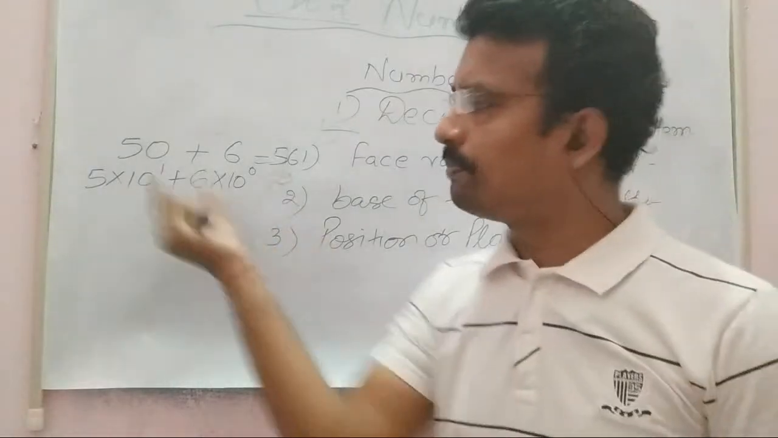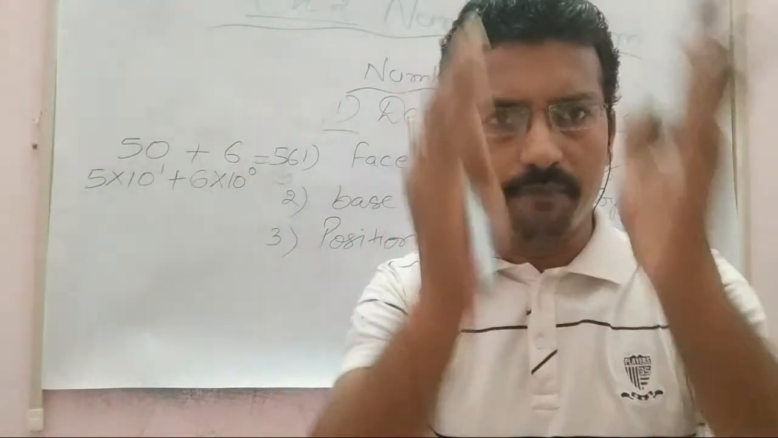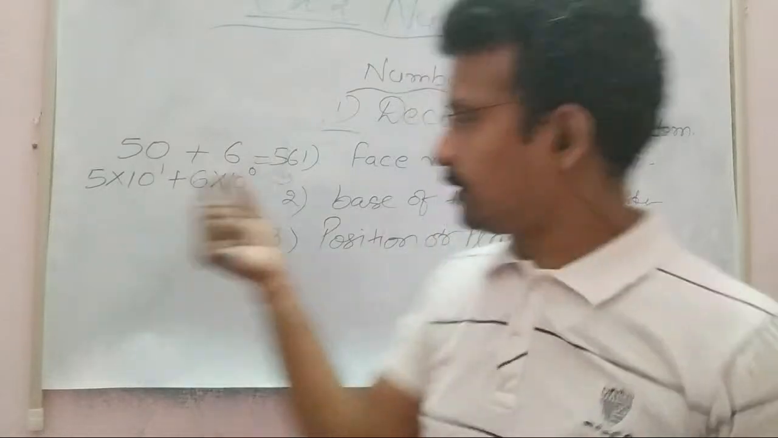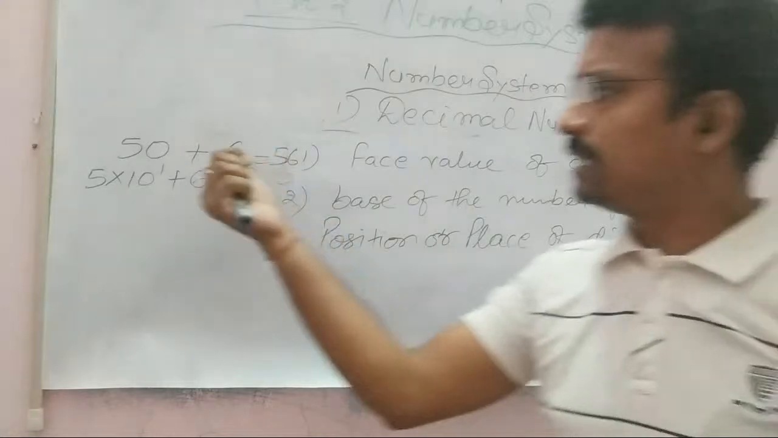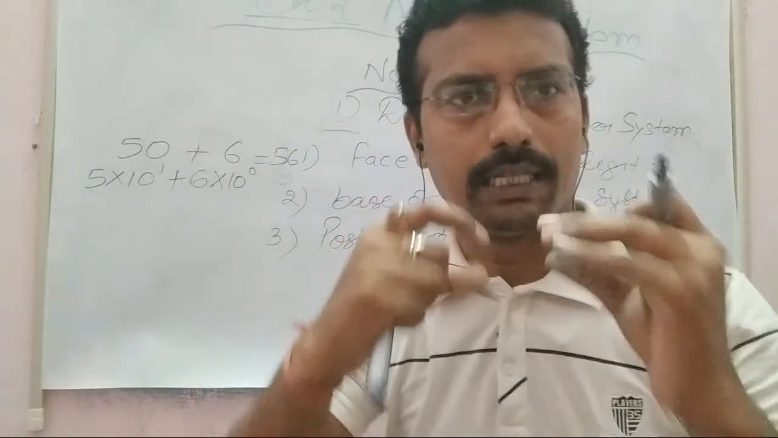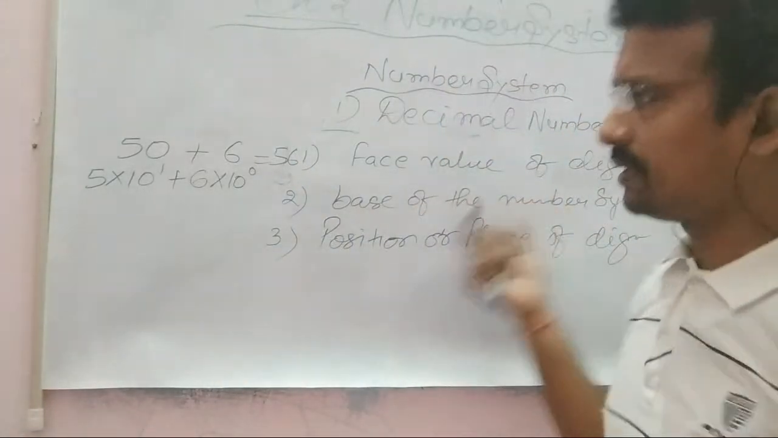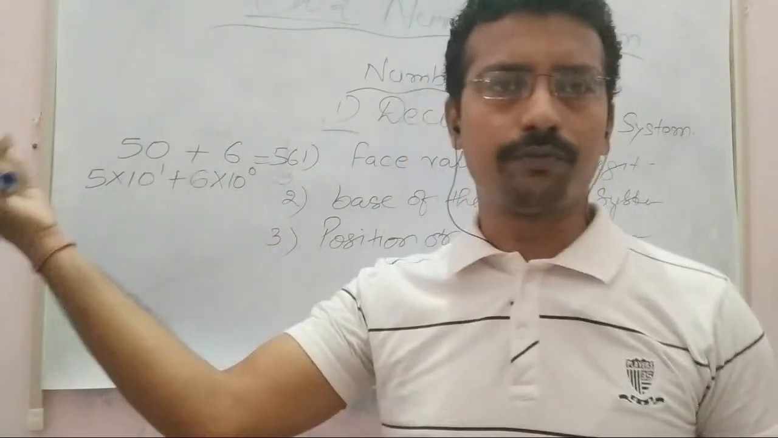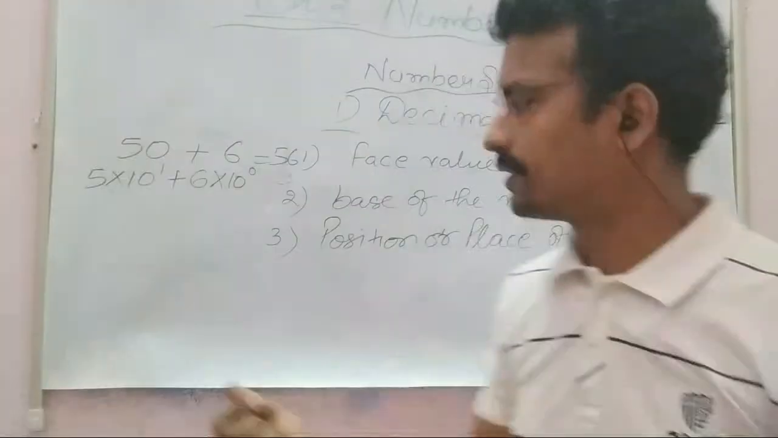What does this mean for representing this? Why we are representing it, don't worry, just keep watching. I'll explain it in easier terms. First, we have to understand this base and everything. So, face value means 6 and 5. That is the identification of digits, how digits look. Base of the number system, that is 10. So, 10 is used from right hand side to left hand side in increasing order. I'll tell you how it is.